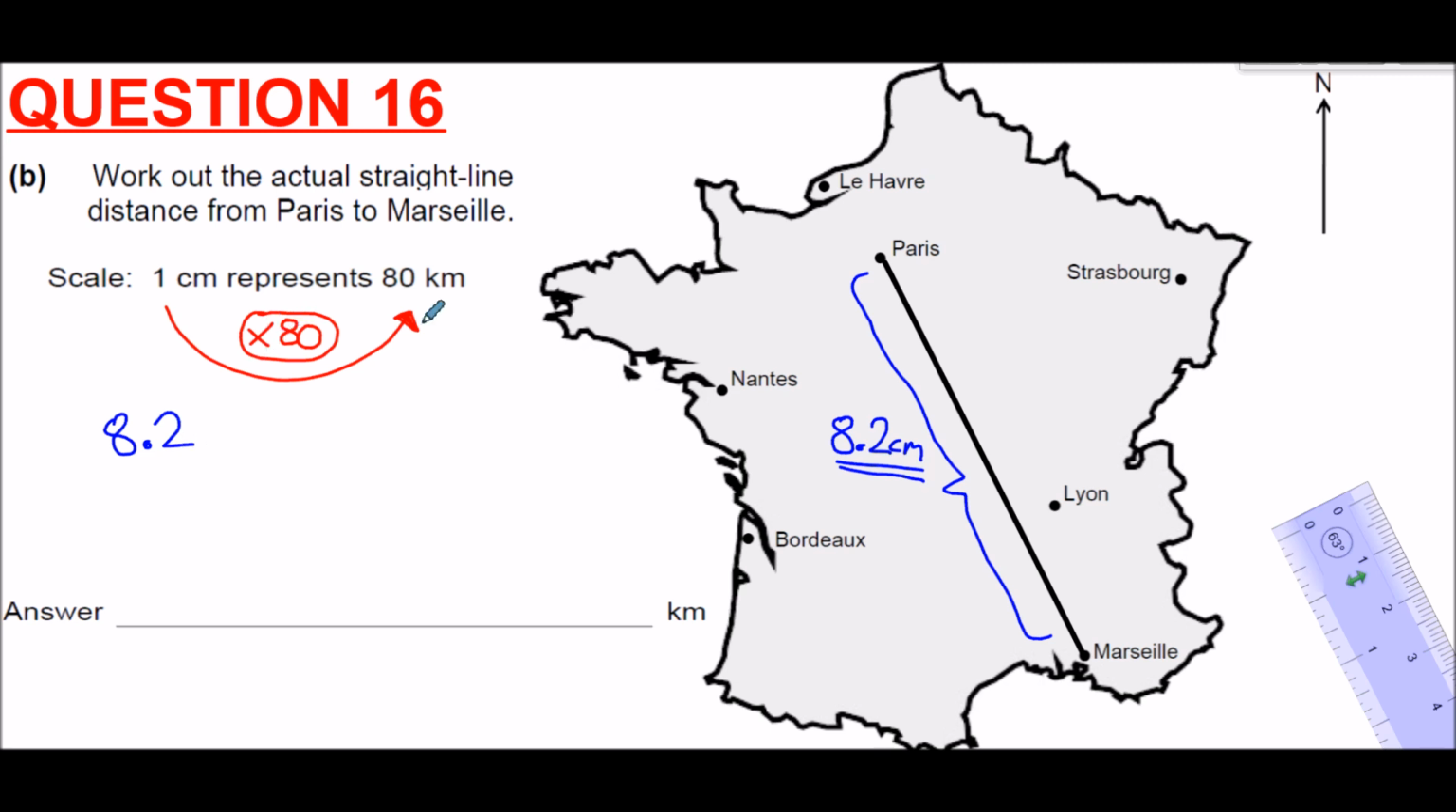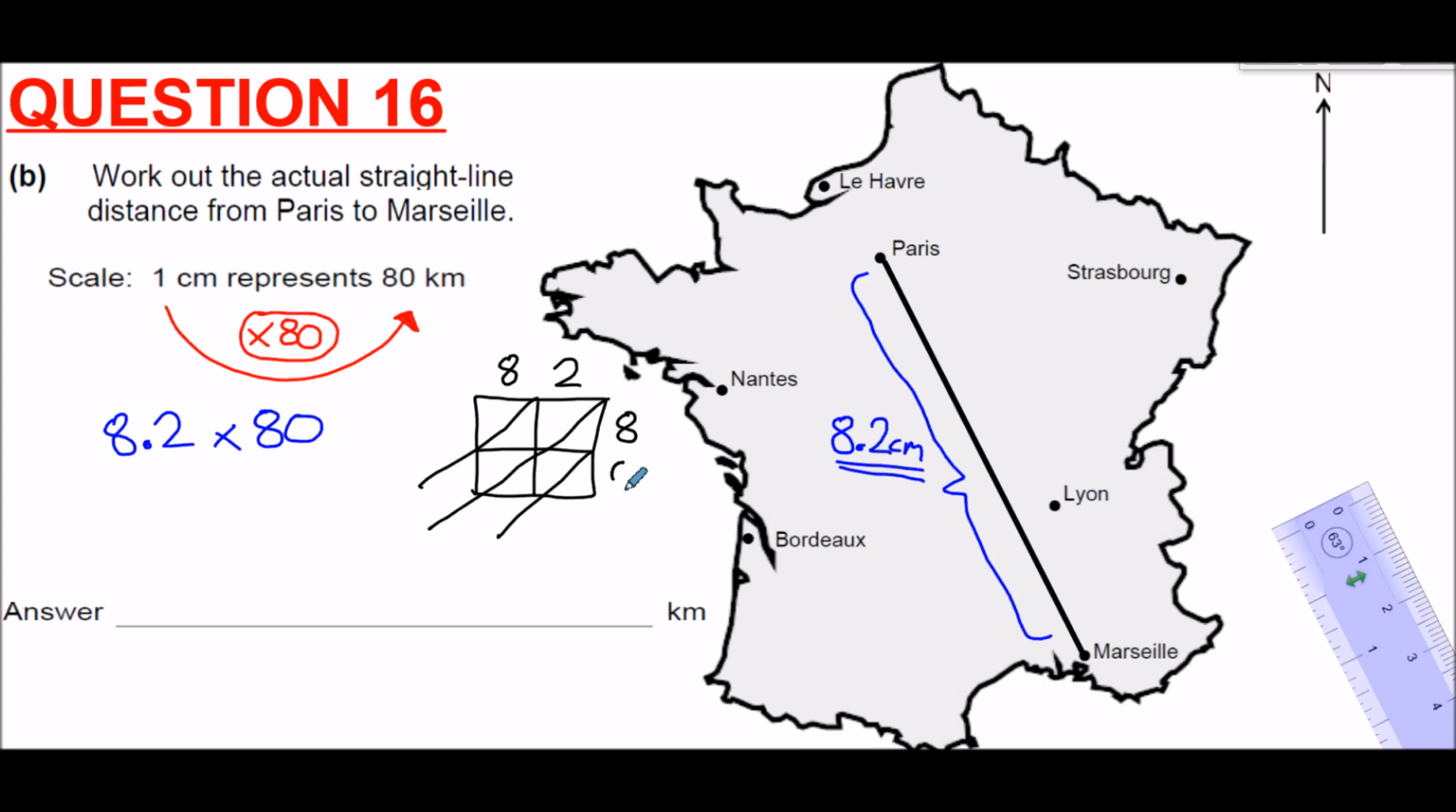We now need to convert this to kilometres by multiplying it by 80. So we need to process 8.2 multiplied by 80. To do this, I'm just going to use the old trusted lattice method. It might be better using a ruler than being rough and ready like I am. So forget the decimal for a second, we can put that back in afterwards.